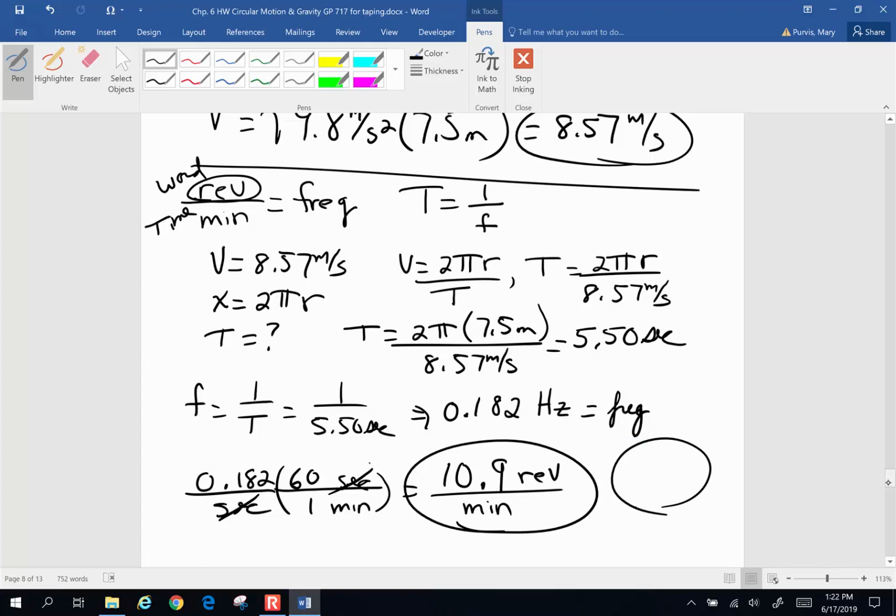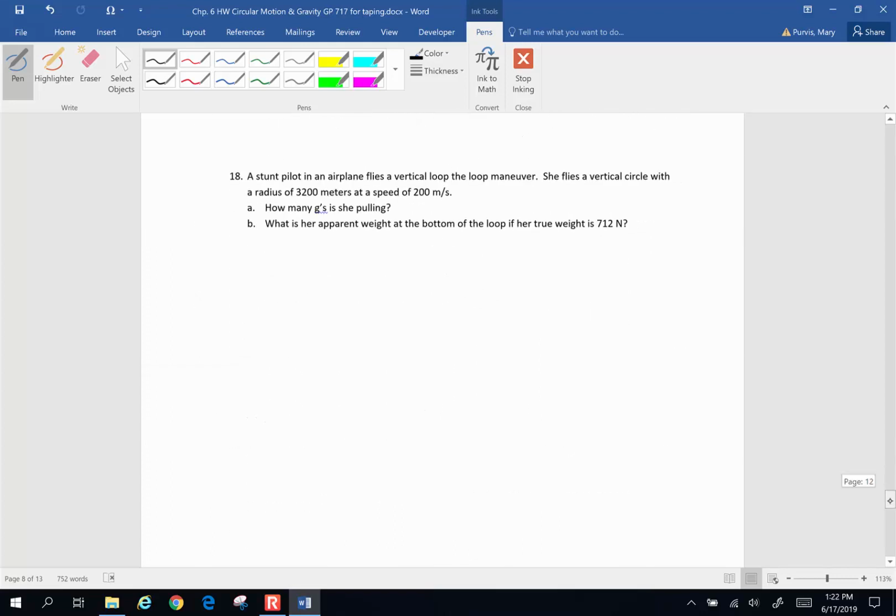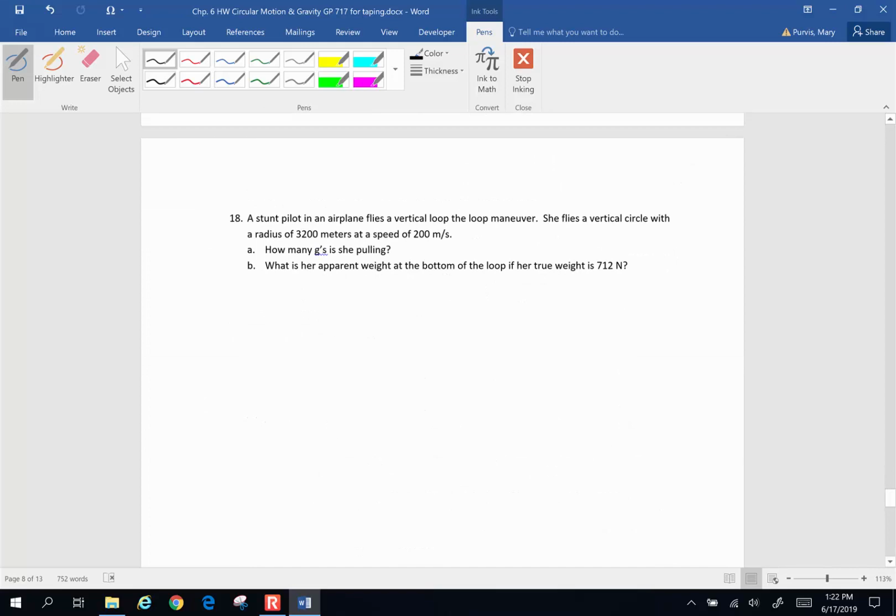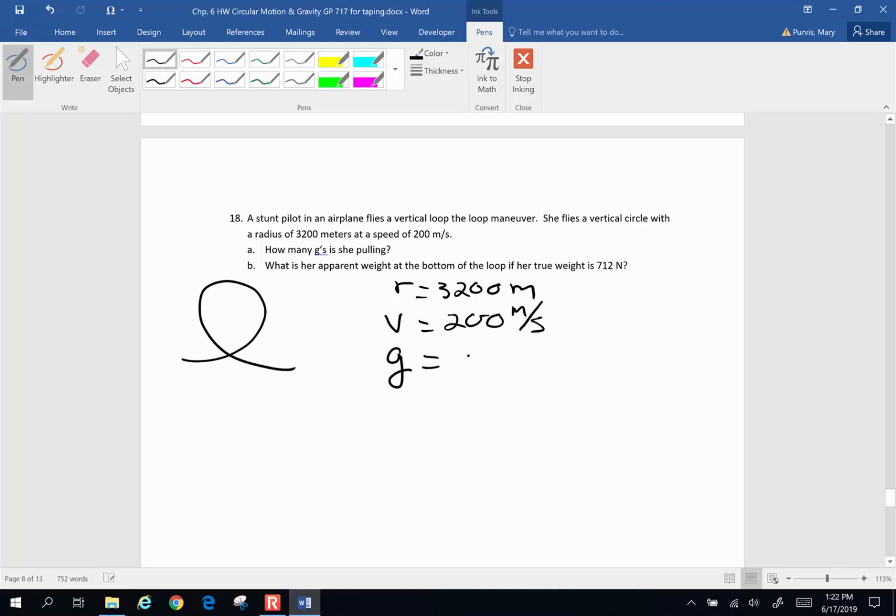Do I have time for one more? I think we're going to try and see if we can do that. Here goes nothing. A stunt pilot in an airplane flies in a vertical loop-the-loop maneuver. She flies a vertical circle with a radius of 3,200 meters, and she has a speed of 200 meters per second. How many G's is she pulling? Well, it's going to depend a little bit on whether she's at the top or the bottom of her arc. So let's see what we can come up with.